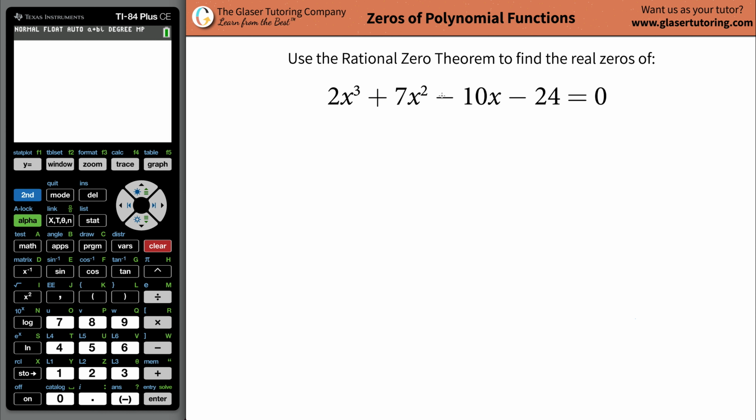Now, let's talk about what the Rational Zero Theorem is quickly, because we're going to kind of use it, but not really, because it's actually going to be a little bit of a waste of time. But let me just teach you what it says.